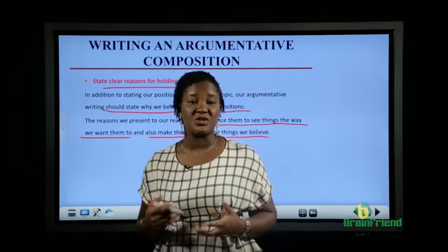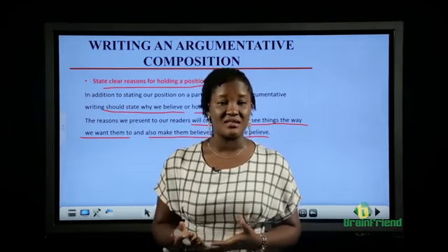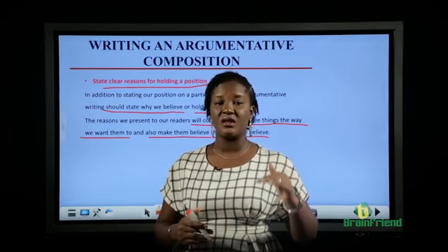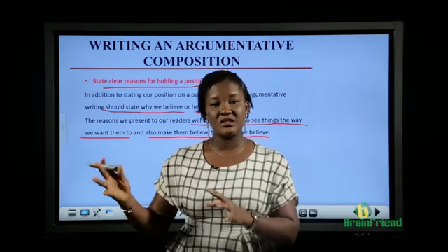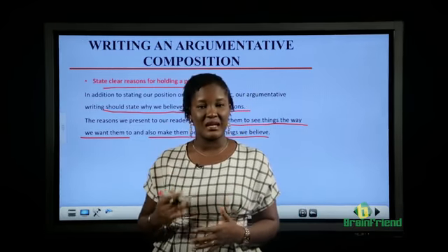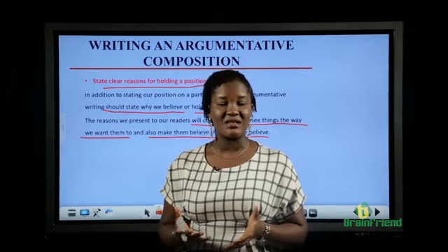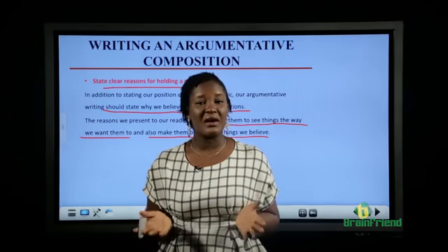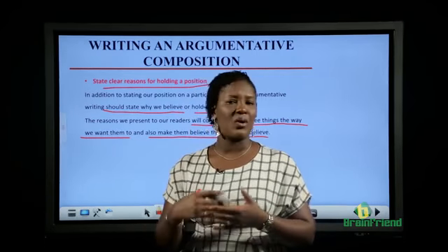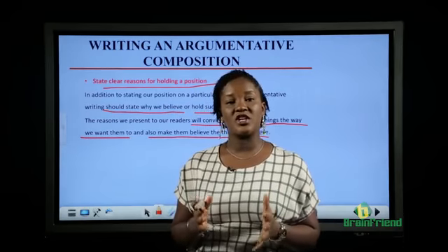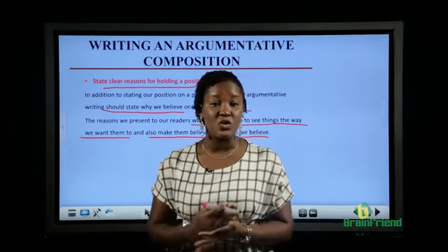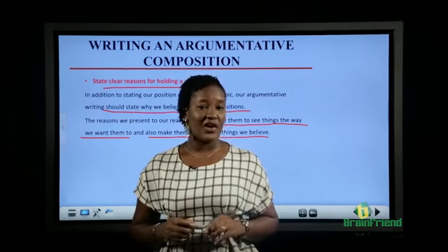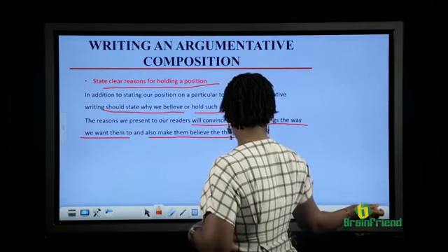When you back up your position with evidence or with reasons, when you make your reasons clear in your writing, for example, I don't think girls should be given free education because of this or because of that, you state your reasons clearly. When your readers pick up your writing, they too will be convinced because of the reasons you've given them. But if there are no clear reasons in your writing and you just say, oh, I don't think girls should be given free education, they will not believe you because there's no reason you have given why you believe so. Therefore, we must state our reasons clearly in our writing.